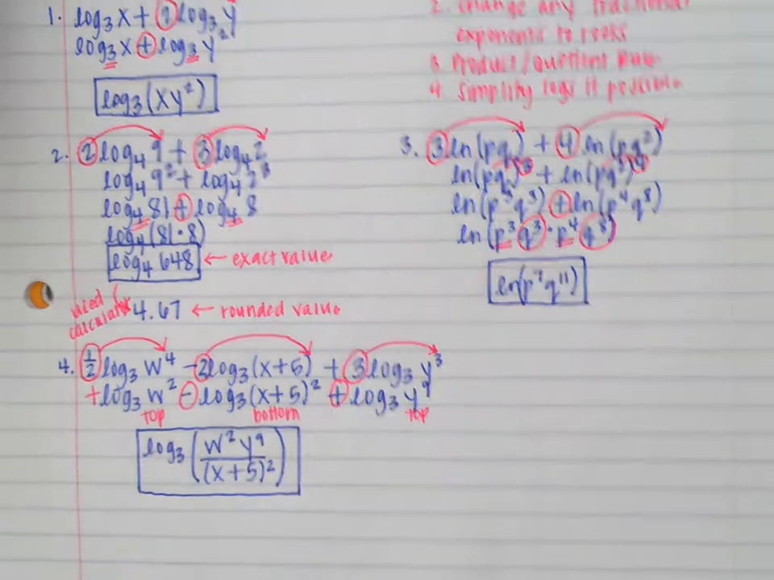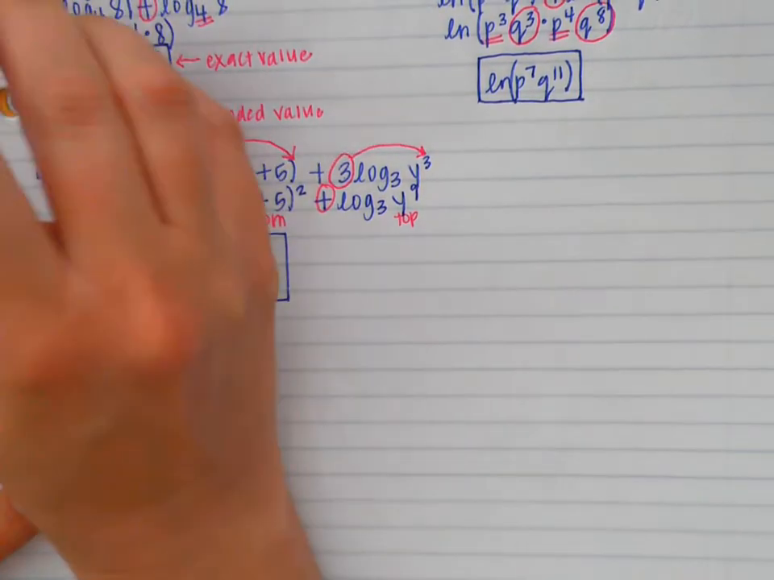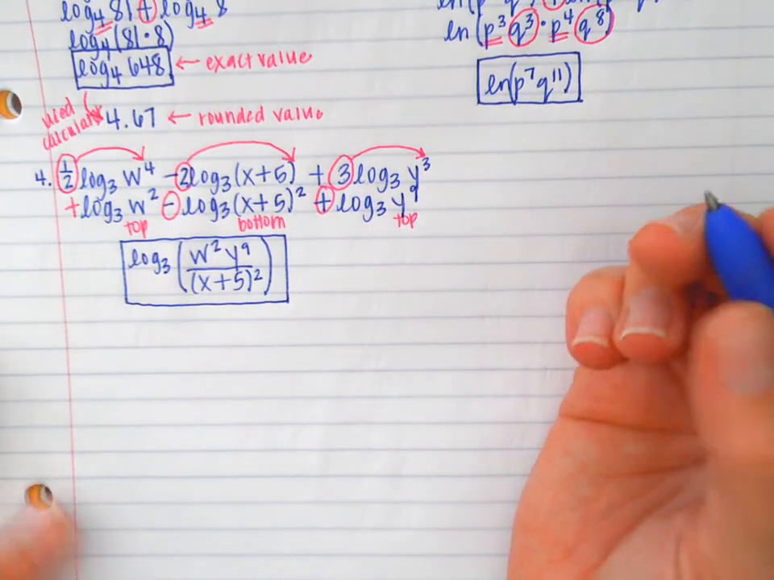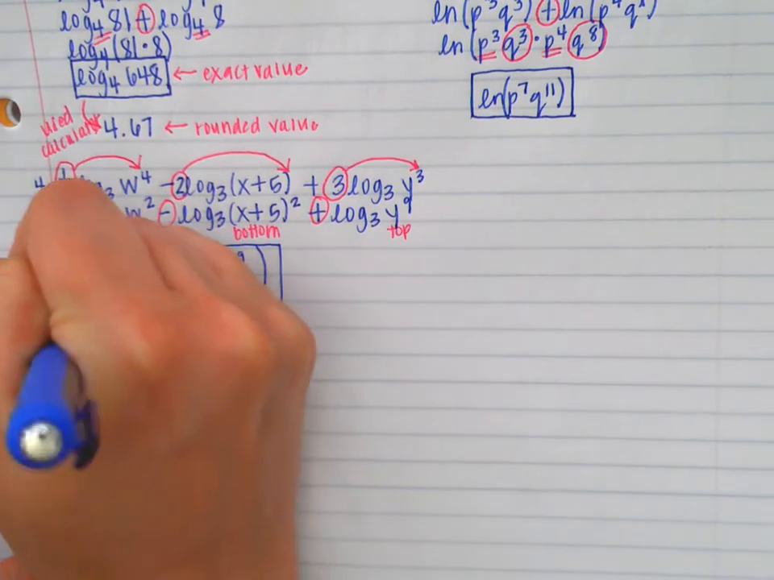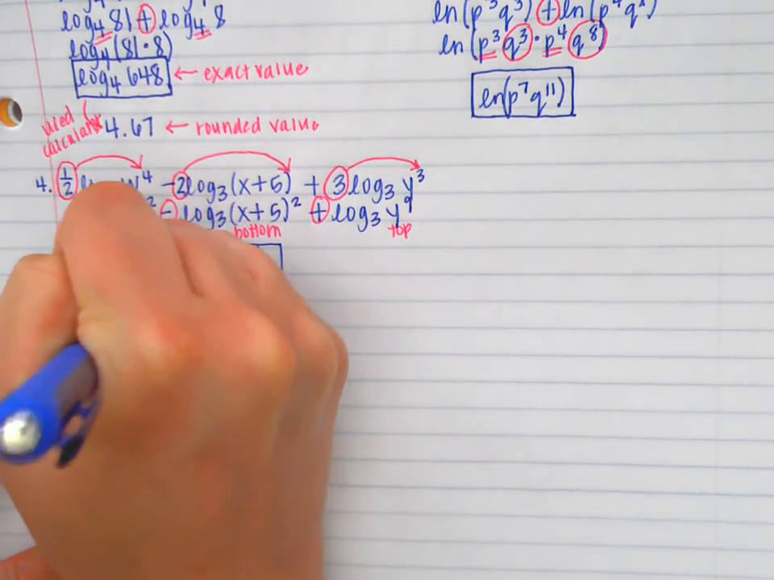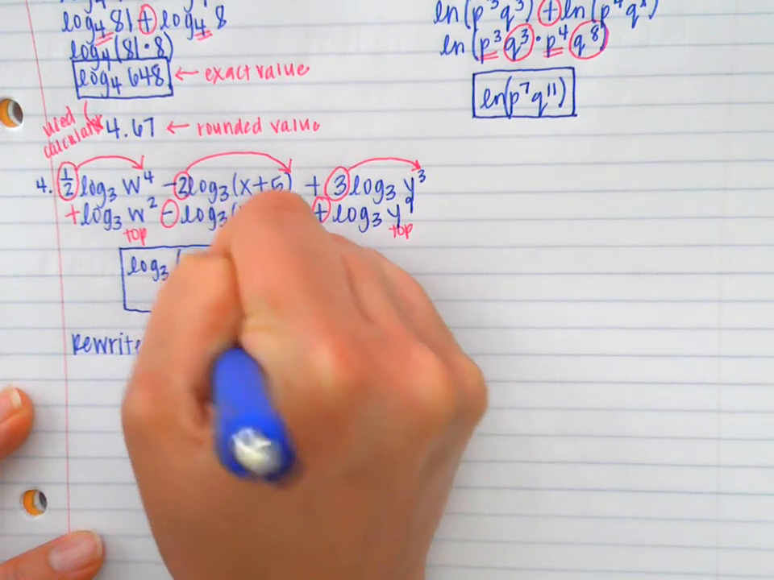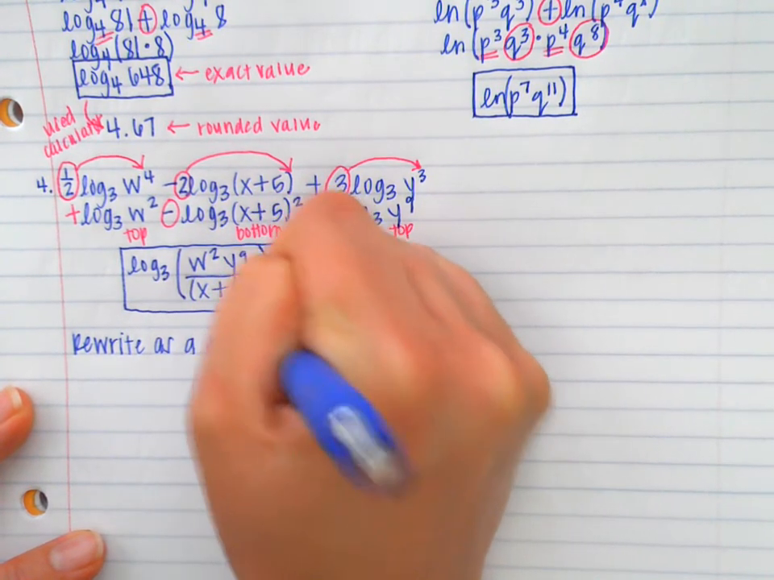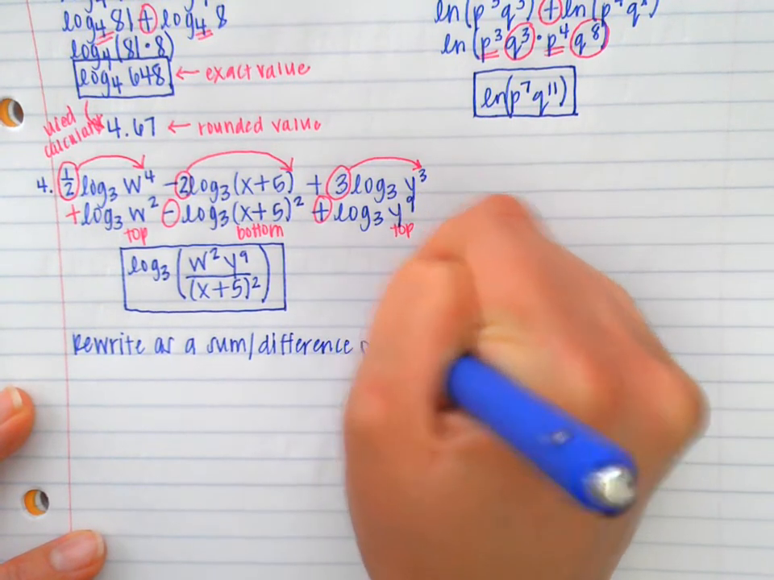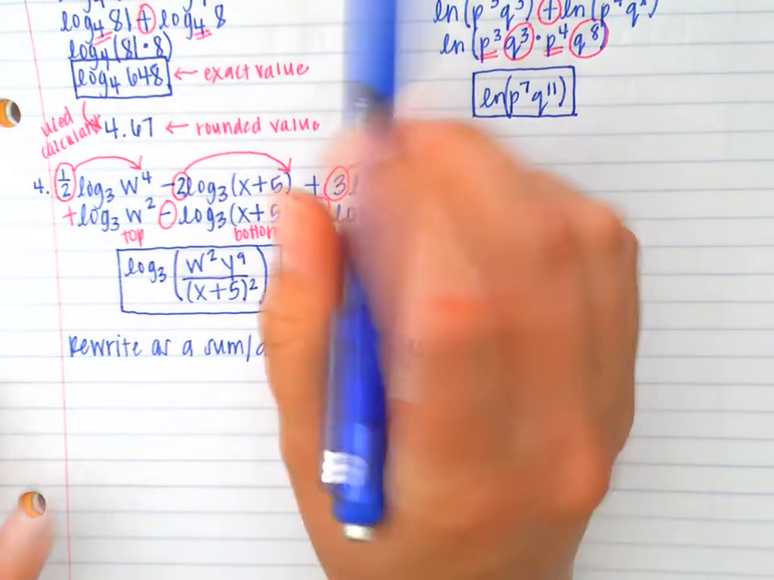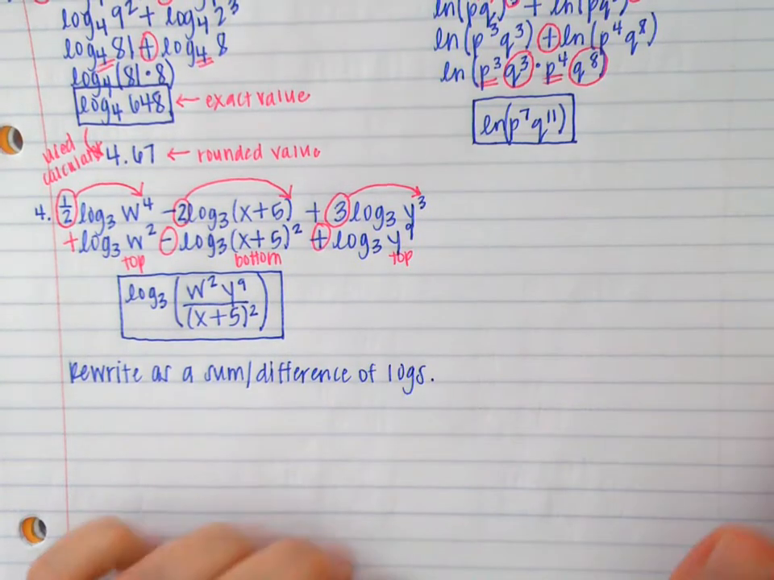So move this, a little awkward. Okay, so we are going to then rewrite as a sum or difference of logs. That's my expanding versus condensing. So rewrite as a sum or difference of logs. And we'll do kind of our order of our steps, just like we did with condensing.